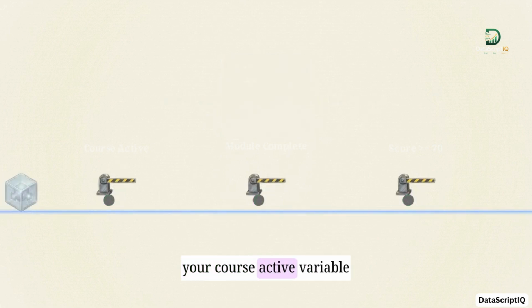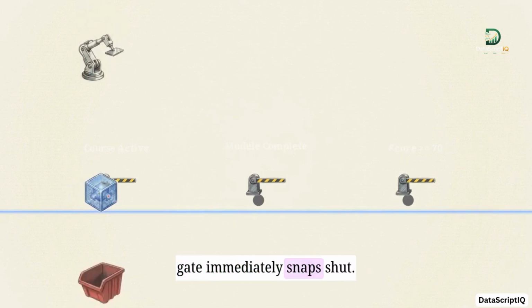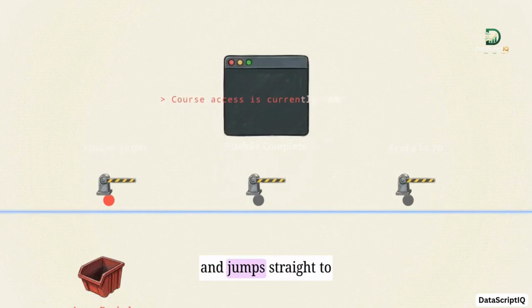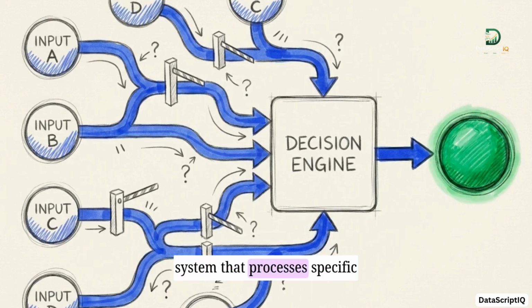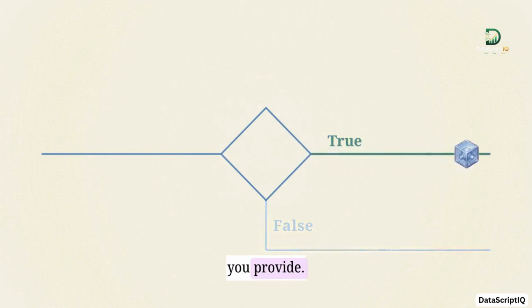Now change your course active variable to false and run it again. The very first tollgate immediately snaps shut. The program skips the inner checks entirely and jumps straight to the outer else block, denying access. Nested conditions allow systems to evaluate layers of criteria, safely filtering and managing users automatically. You have built a core system that processes specific data points and returns a calculated result. The program is now capable of navigating through dynamic business logic based on the inputs you provide.